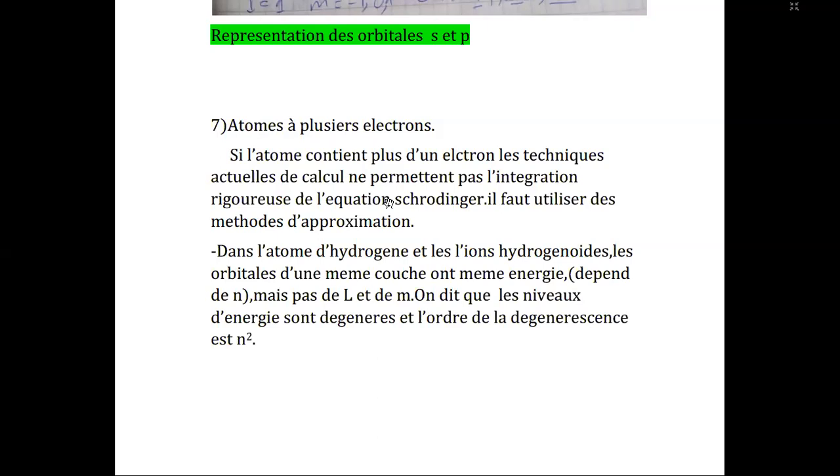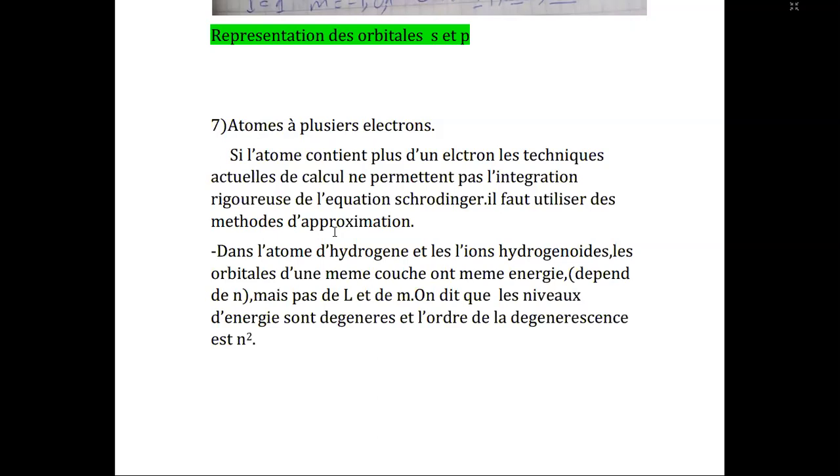Il faut utiliser la méthode d'approximation. So for us to calculate the energy, the effective charge of electrons, we have to calculate it using a method of approximation. Approximation is just something like you approximate something. So we see how this method of approximation was applied to atoms which have a lot of electrons. That's what we start with, and it's really simple.